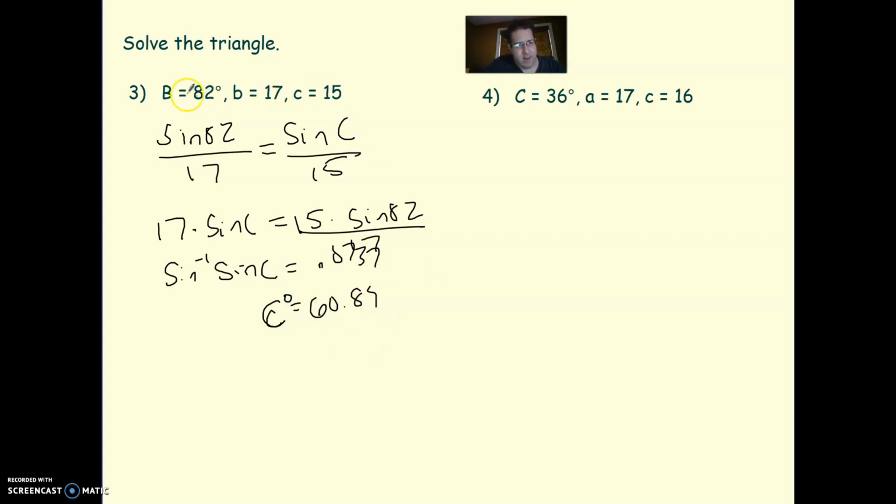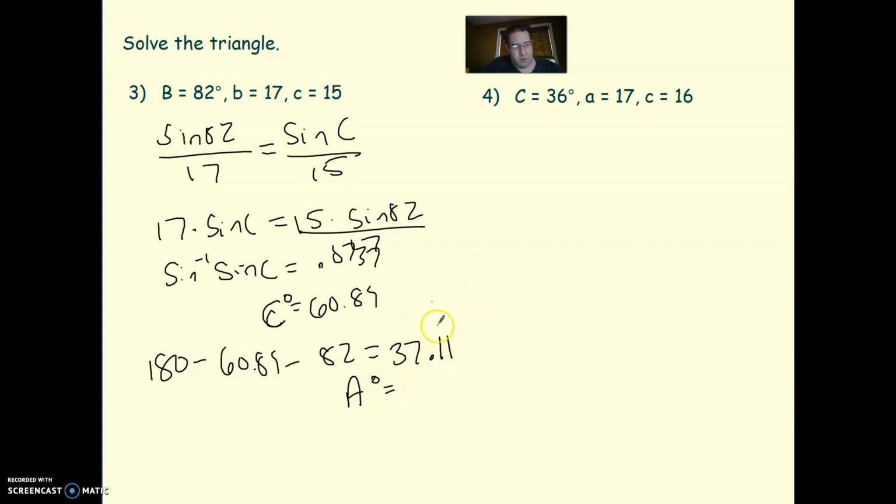Okay, so now I have those two angles, so I can do 180 minus 60.89 minus the 82, and that gives me 37 point. So 180 minus 60.89 minus 82 gives me 37.11, and that's the measurement of angle A. So angle A equals this.